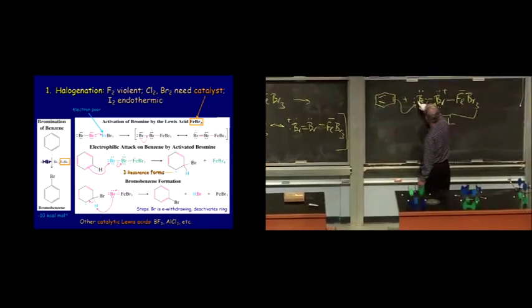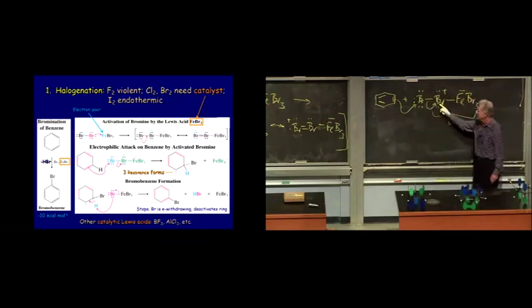The double bond attacked a now positively polarizing Br-Br bond in the transition state, where this became delta plus and this delta minus. Eventually this took off as Br minus. Now we have a much better leaving group, and so this is a much hotter delta plus. So the Br minus has been modified to include the iron, so it's FeBr4 minus.